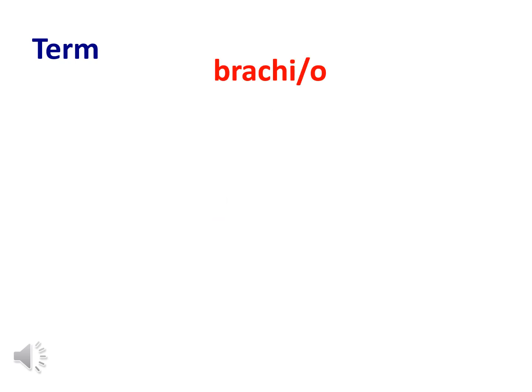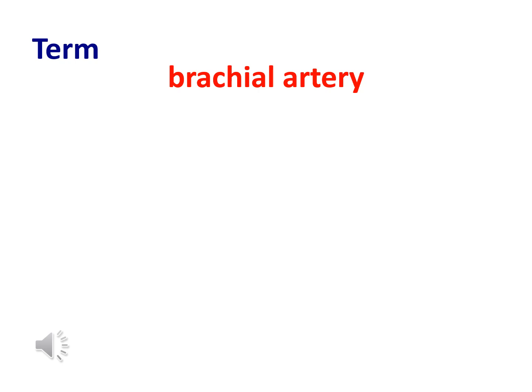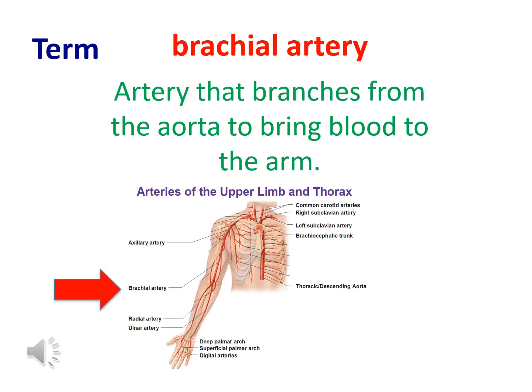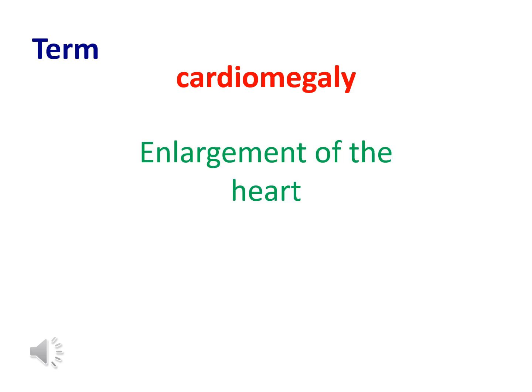Brachio. Brachio means arm. Brachial artery. Brachial artery is the artery that branches from the aorta to bring blood to the arm. Cardiomegaly. Cardiomegaly is the enlargement of the heart.